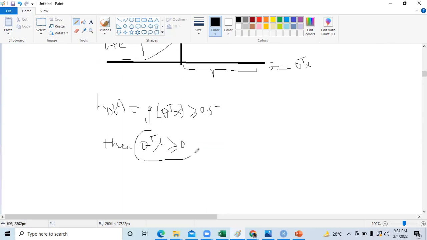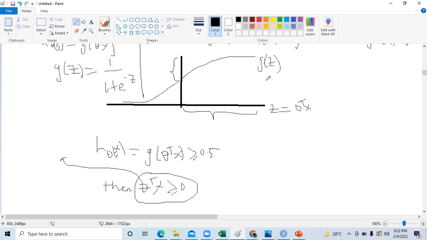So this is what we are trying to get to, right? Because at the end of the day, don't forget that we are trying to solve for theta, to be sure of our accuracy. So at the end of the day, theta transpose x needs to be greater than or equal to 0. From 0 to positive is here, then from 0 to negative is there. So it's obviously going to be greater than or equal to 0.